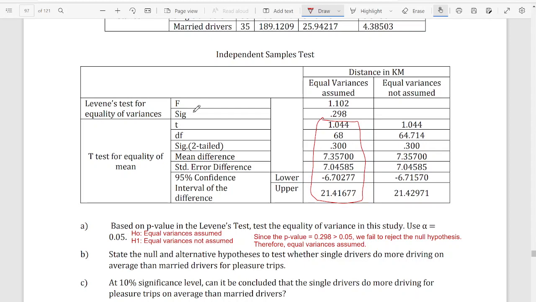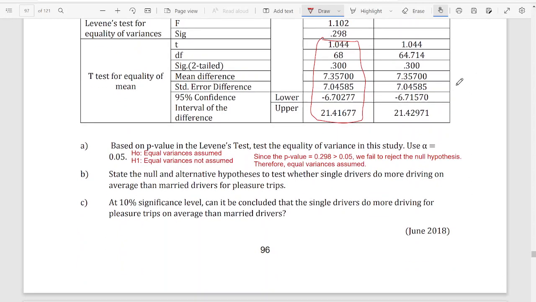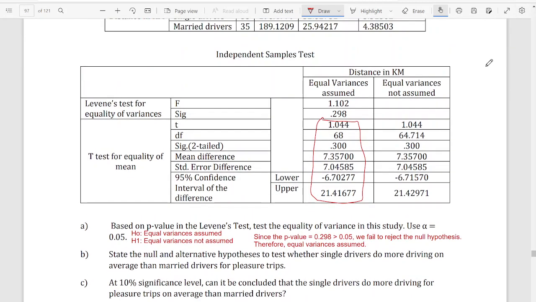Okay, you have to look for this one. Okay, so that is the first one. And then the second one asks you to state the null and alternative hypothesis to test whether single drivers do more driving on average than merit drivers for pleasure trips. Okay, so in this case kita nak tengok, nak buat dia punya H0 dengan H1 pula untuk testing the independence. Alright, so how do you define the H0 dengan H1?